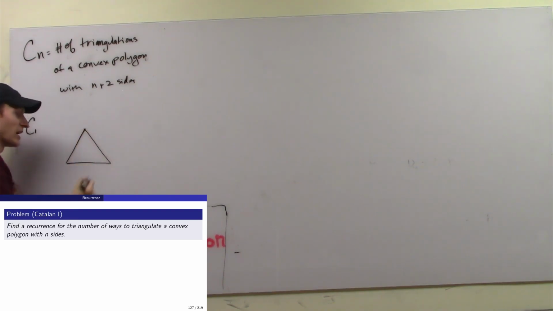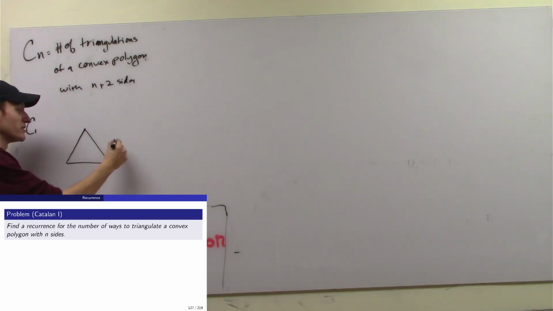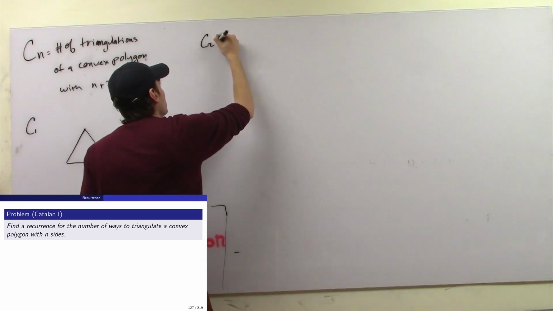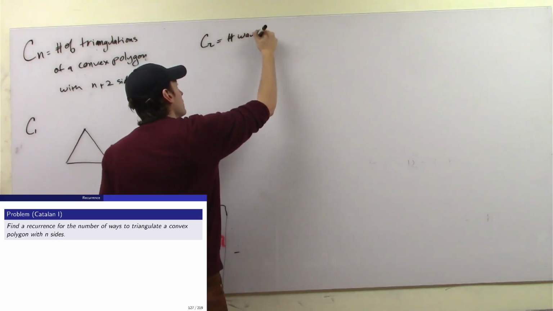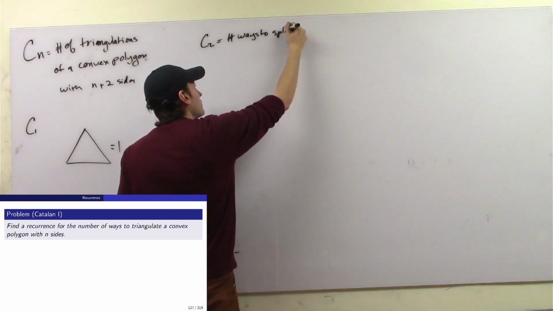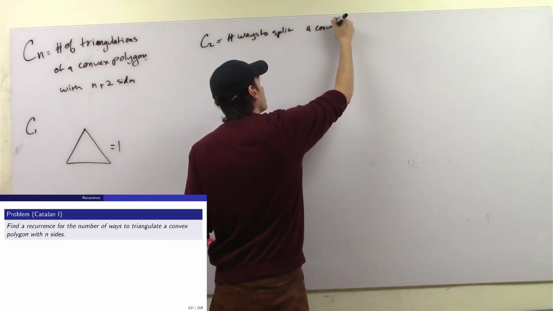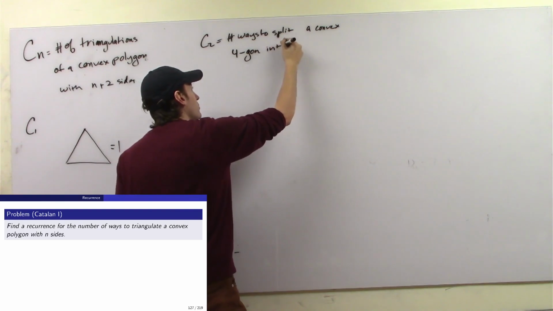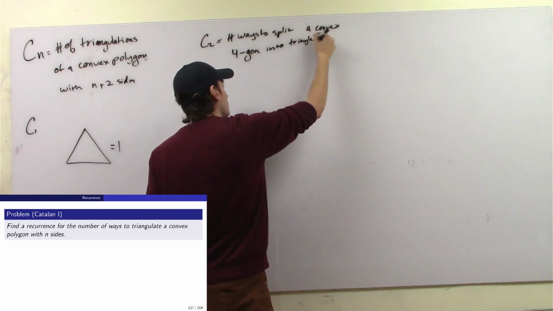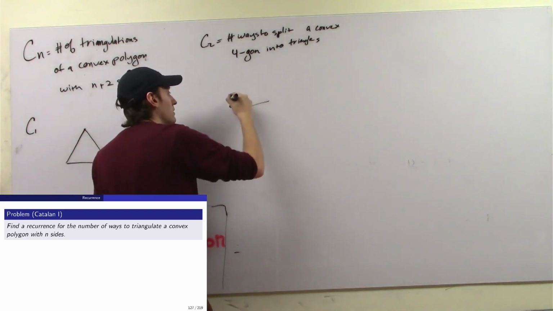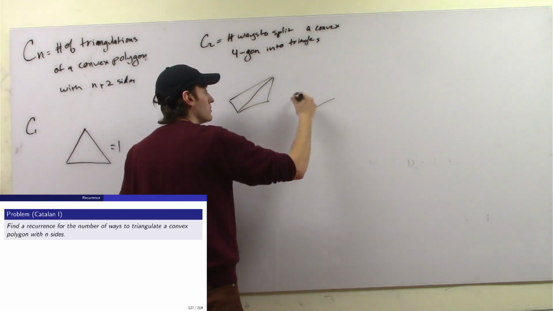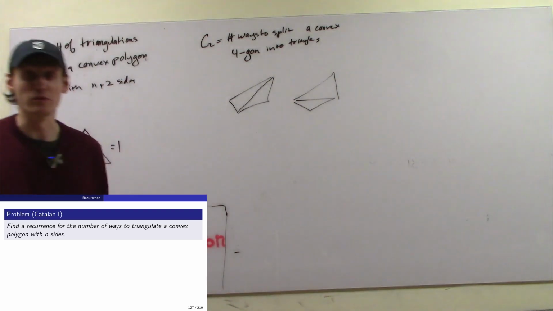So I have a triangle, and I want to figure out the number of ways to split this into triangles. You just do nothing. There's one way to do it, and it's to do nothing. Cool? And then in general, I'm not going to count them, but C2 is the number of ways to split a convex four-gon, a four-sided polygon, into triangles. So we have some shape like this. You can either draw this line, or you can do this one here. So there end up being 2 for this.